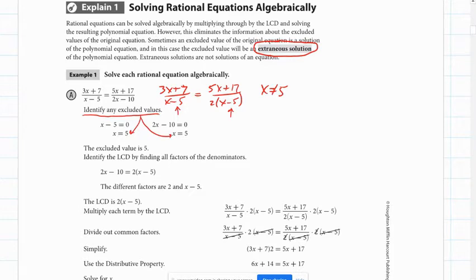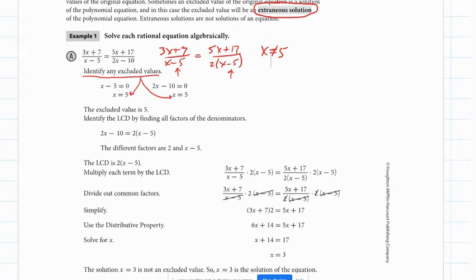That doesn't usually happen. We usually have different excluded values for each fraction. In this case, they both come out with x equals 5. So we want to make sure that we don't accept x equals 5 as a solution. Okay, then moving into how you solve the equations. For this first one, we're going to multiply both sides by x minus 5 to get rid of the denominator. So I multiplied both sides by x minus 5.